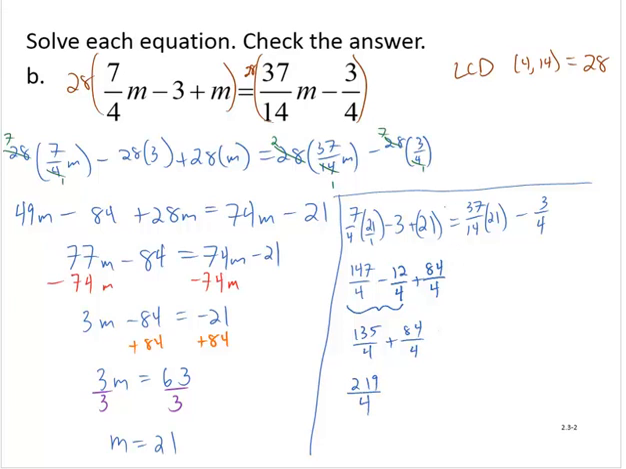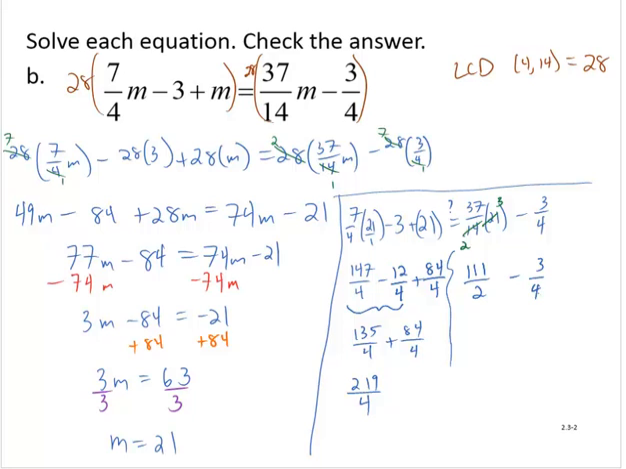So there's the left-hand side. Right-hand side, I can reduce between the 14 and the 21. They both share a factor of 7. So let me do that. So that would give me a 2 and a 3 here. 37 times 3 is 111. So I have 111 over 2 minus 3/4.